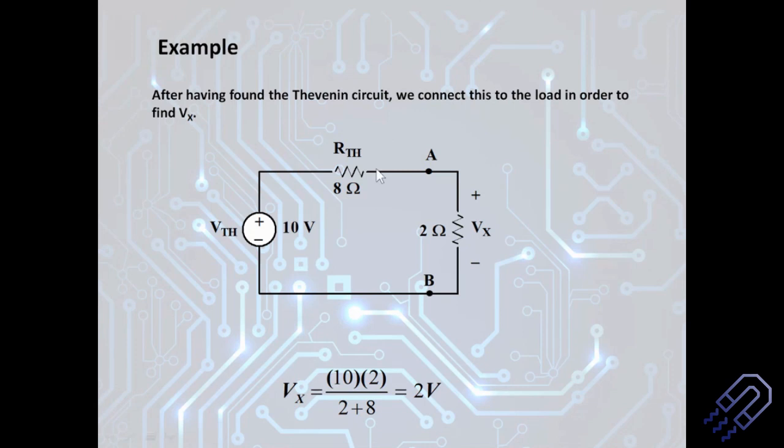But then, of course, there is an easier way. You can always take the total voltage and multiply it with the resistance across which you want to measure the voltage, divided by the resistances in series. So it will be 2 plus 8. So you get 2 volts. So that's the same answer that you're going to get.